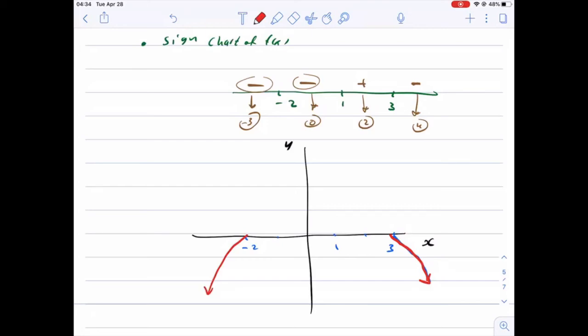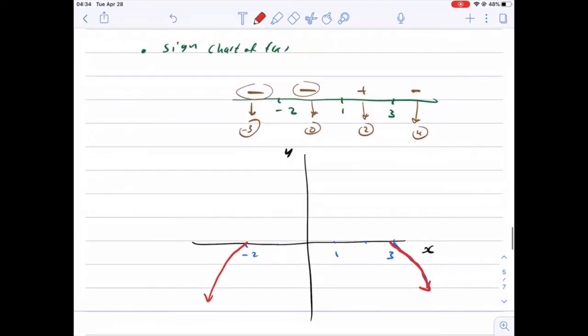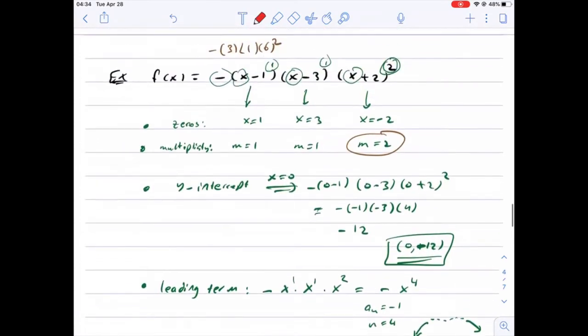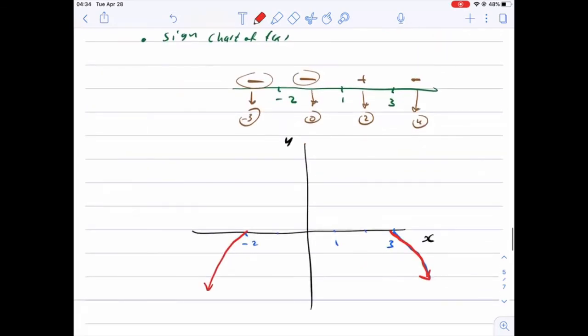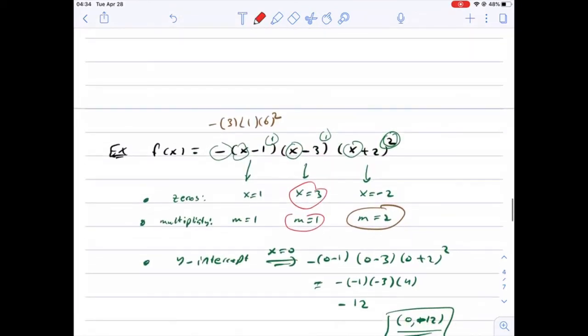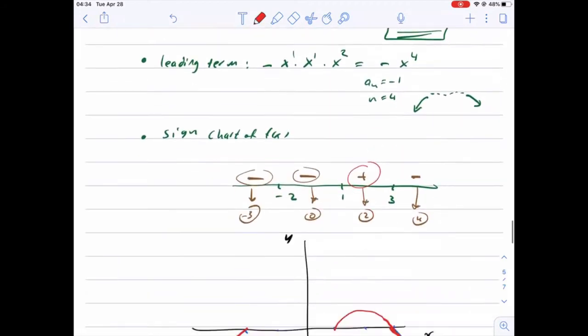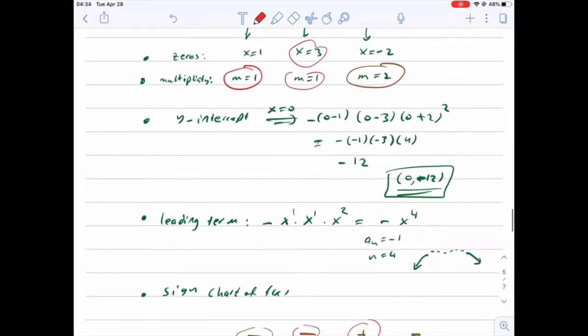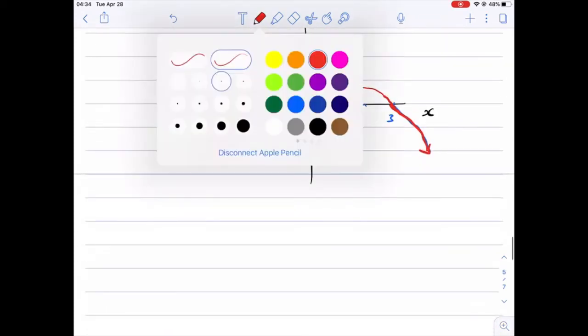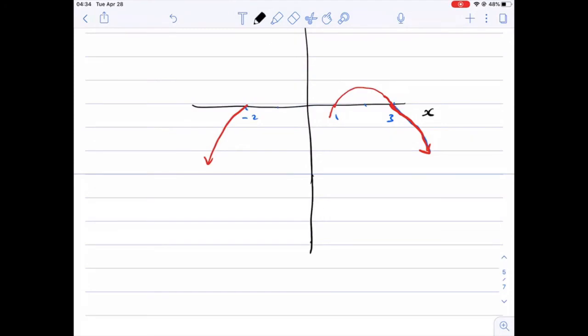Okay, now let's start from the right. x equals 3 has multiplicity 1, so the graph crosses the x-axis, and as we can see, between 1 and 3, the graph is above the x-axis, and then we go back to the other zero, x equals 1, which has multiplicity 1, so the graph crosses the x-axis. And we need to determine the y-intercept. The y-intercept is (0, -12). So (0, -12) is somewhere here.